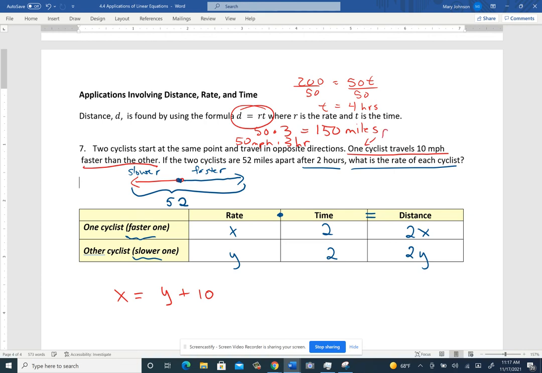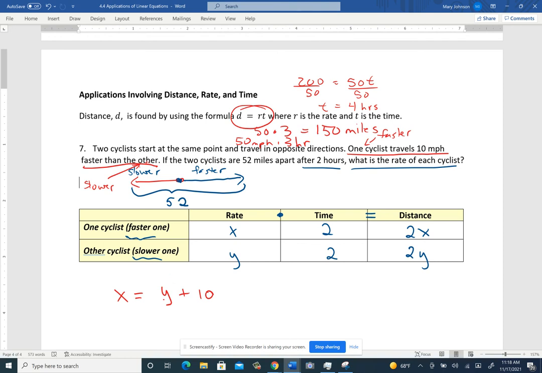So one cyclist travels 10 miles per hour faster than the other one. This would be the faster cyclist, that's X. The X cyclist goes 10 miles per hour faster than the other, which would be the slower one, and that's what I let Y stand for. Then I usually just test it to make sure I've got it straight. If X is the faster one, that should turn out to be the larger. So if this person was going 5 miles per hour, then this one would wind up being 15 and be faster. So that makes sense.